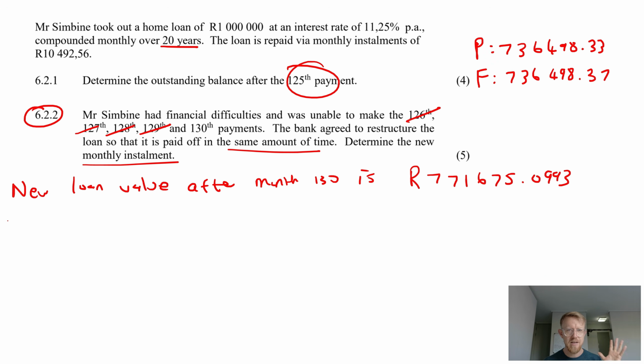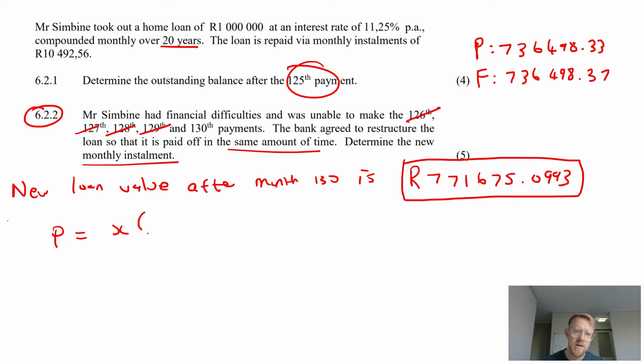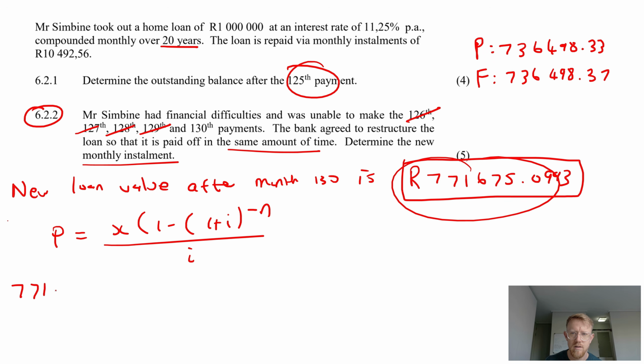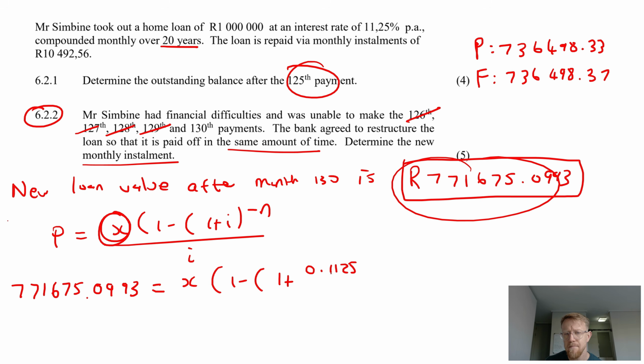So then we can actually go do a brand new loan type of question. We can just pretend that this is now the brand new loan amount, and we can just go use the present value formula now, because the present value of the loan is now 771,675.0993. That is what the loan is now worth today. Okay? We don't know what the new X value is going to be. They need to recalculate that for us. We know that the interest rate is going to stay the same. But now here's where you just need to be careful.